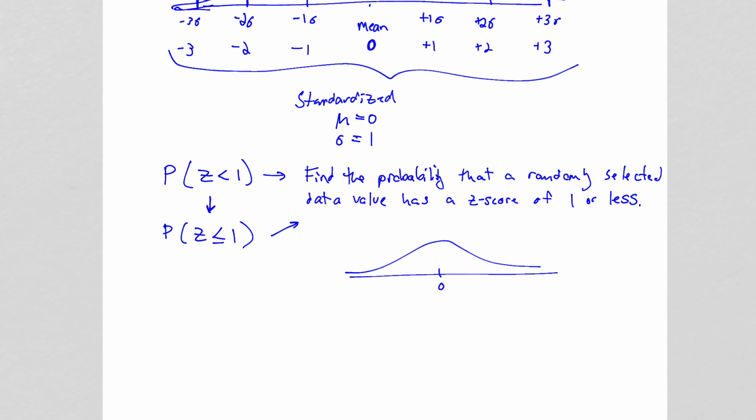okay, there's our mean of 0. Here is our z-score of 1 at our inflection point. Less than or equal to just means that we are looking for this area, okay, going to the left, right? So less than means left.